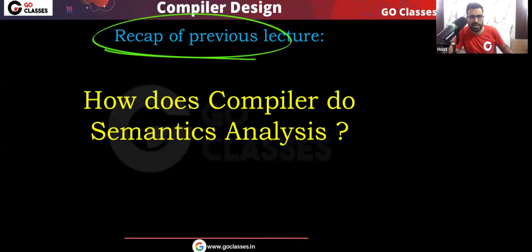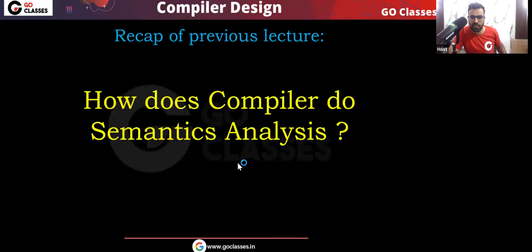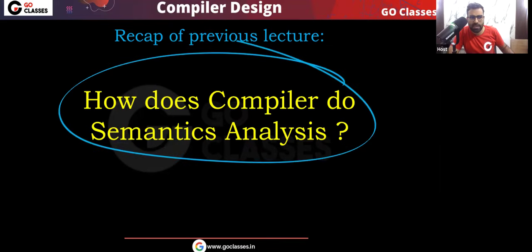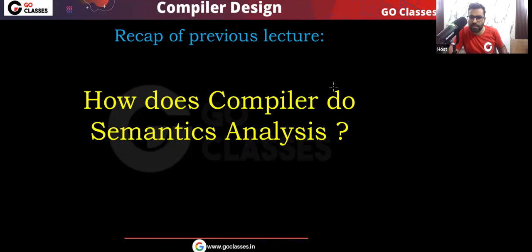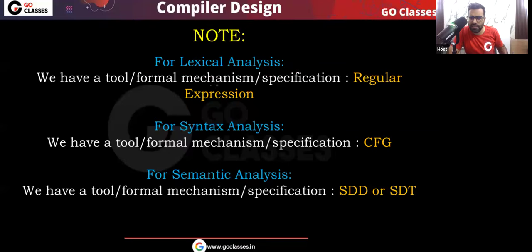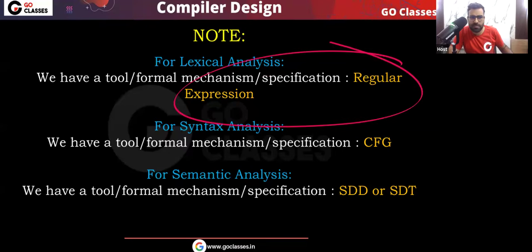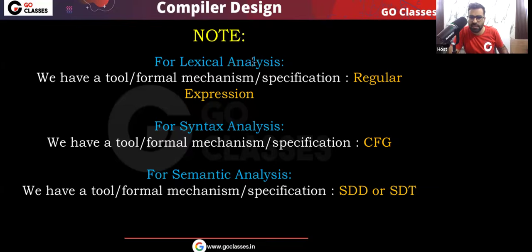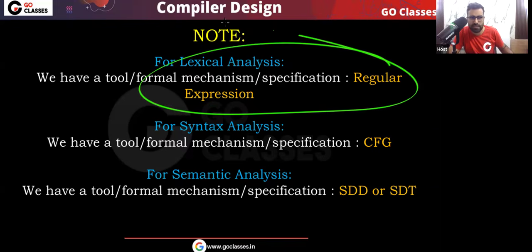Now let's do some recap of the previous lecture. In the previous lecture, we have seen what semantic analysis means. Now, how does the compiler do semantic analysis? We have already seen that to perform lexical analysis, we use regular expression. Remember the lexical analyzer, or the scanner. For the purpose of lexical analysis, it will use a formal tool, a formal mechanism, or a formal specification, that is regular expression.